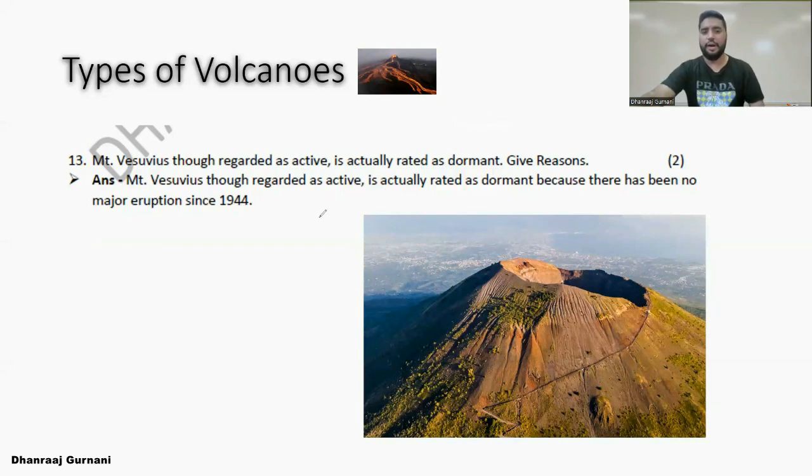What does it say? Mount Vesuvius, though regarded as active, is actually a dormant volcano because there has been no major eruption since 1944. A single line, important. There has been no major eruption since 1944.